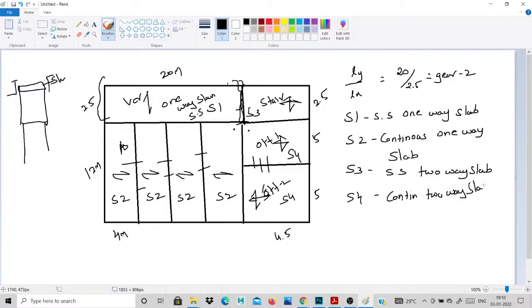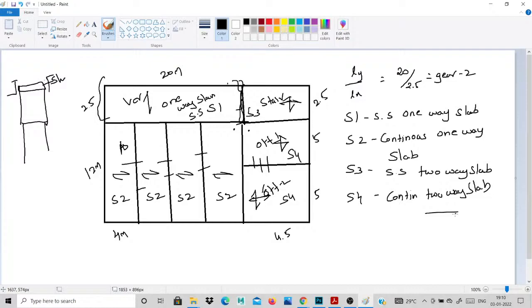This is a difference for your building. You take the one-way and two-way. There is a difference in one-way also: one-way simply supported slab, and one-way continuous slab. Then you go for two-way slab: the simply supported two-way is also there, and continuous also. The next step is to identify the one-way and two-way slabs for your building.